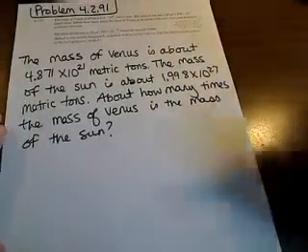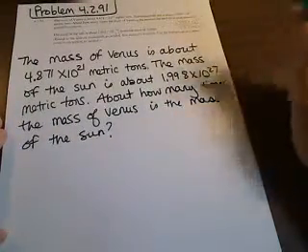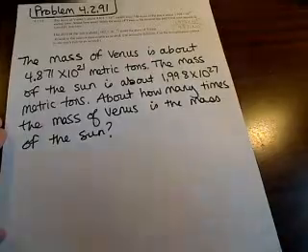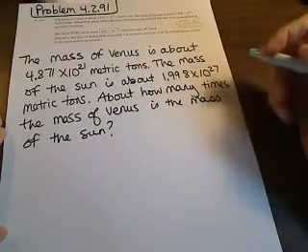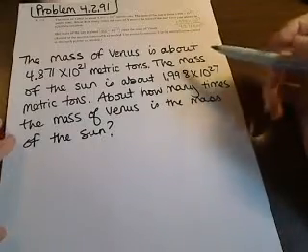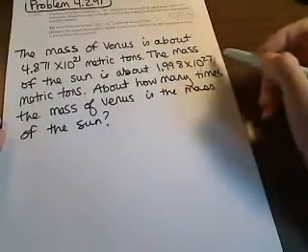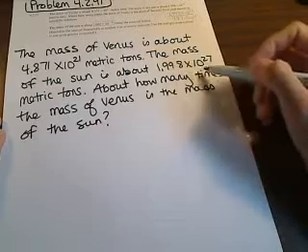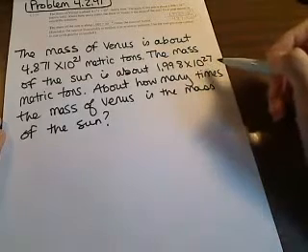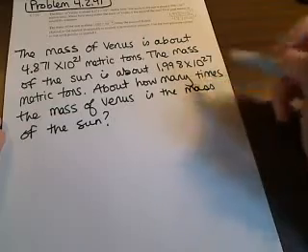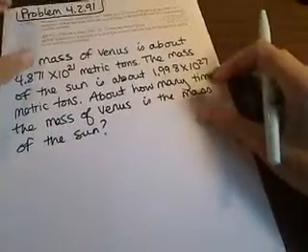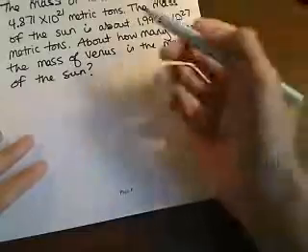All right, so this is problem 4.2.91, and they tell us that the mass of Venus is about 4.871 times 10 to the 21 metric tons, which is a little bit hard to fathom. But anyways, the mass of the Sun is about 1.998 times 10 to the 27th metric tons. And we want to know about how many times the mass of Venus is the mass of the Sun.